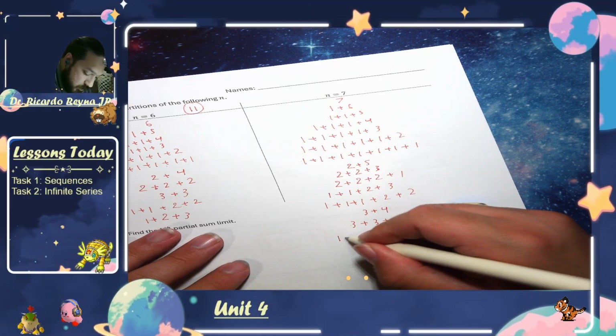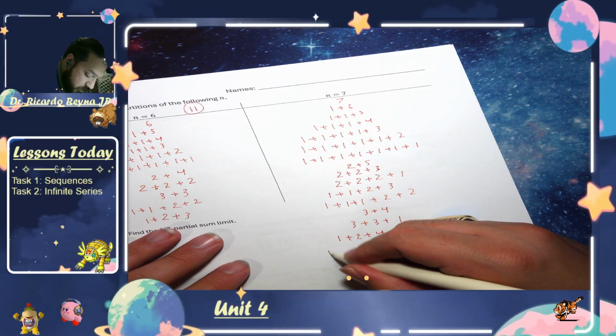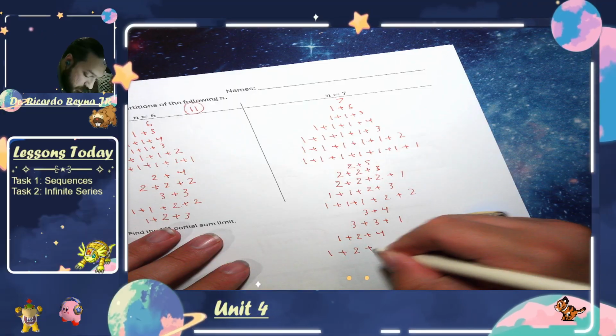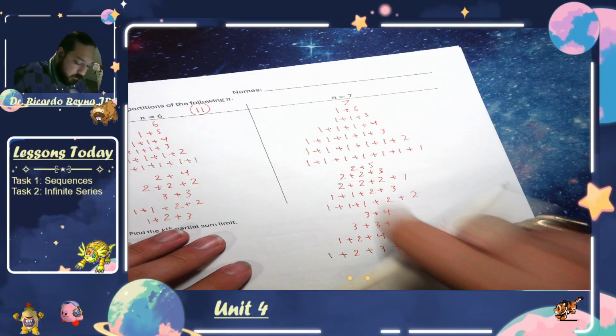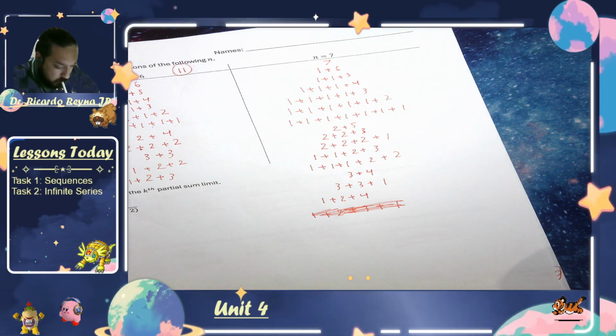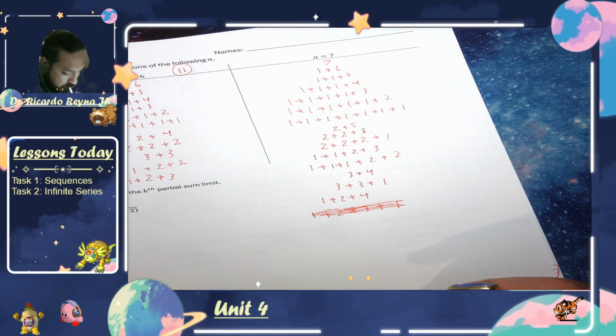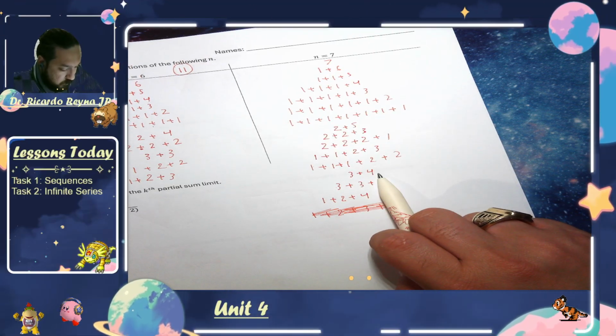So 1 plus 2 plus 4. And then 1 plus 2 plus 3 plus 1. Oh, wait, I already wrote that over there, so that doesn't count. All right. And I think that's it, because you start looping and you go back to 4.